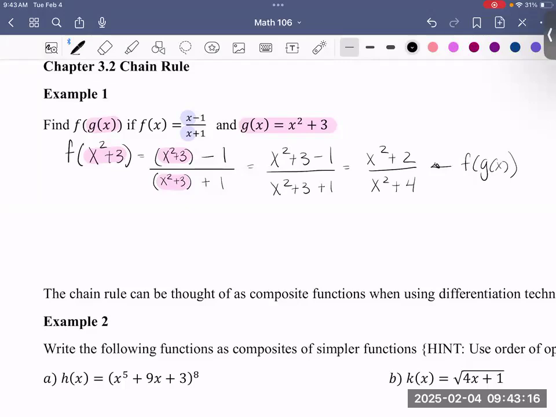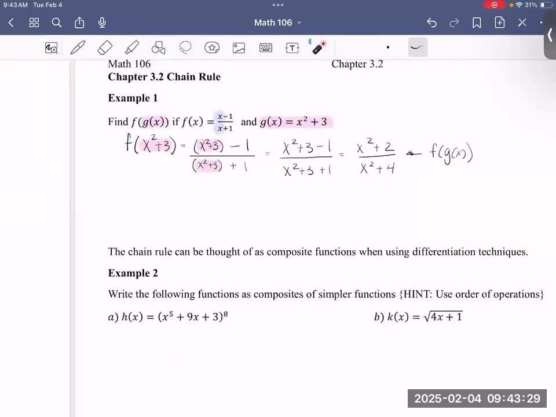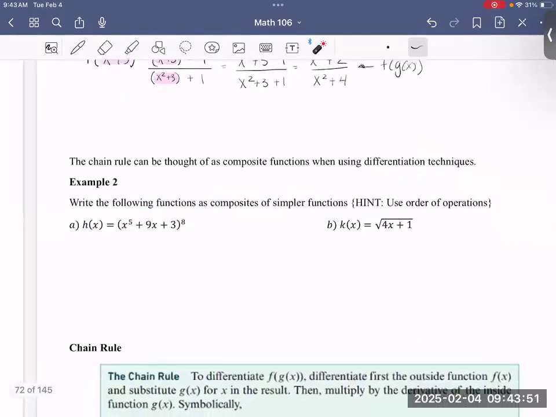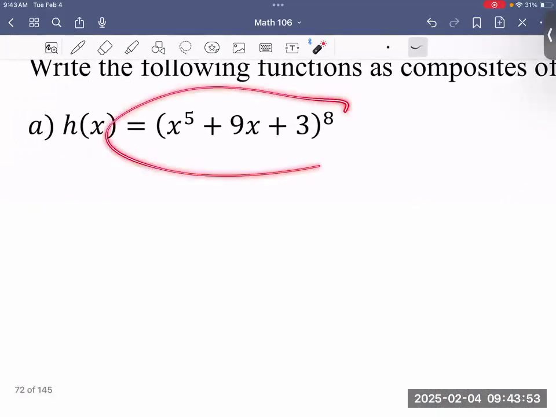Now what's going to happen in our next chapter is that we already have this composite function, and we are going to try and break it up into its parts. So looking at the chain rule, thinking about a composite function, we need to use differentiation techniques. So let's write the following functions as composite functions similar to the one above. Hint, use order of operations. So let's see if we can pull apart your function here. Could you make two functions given that we have one function here?